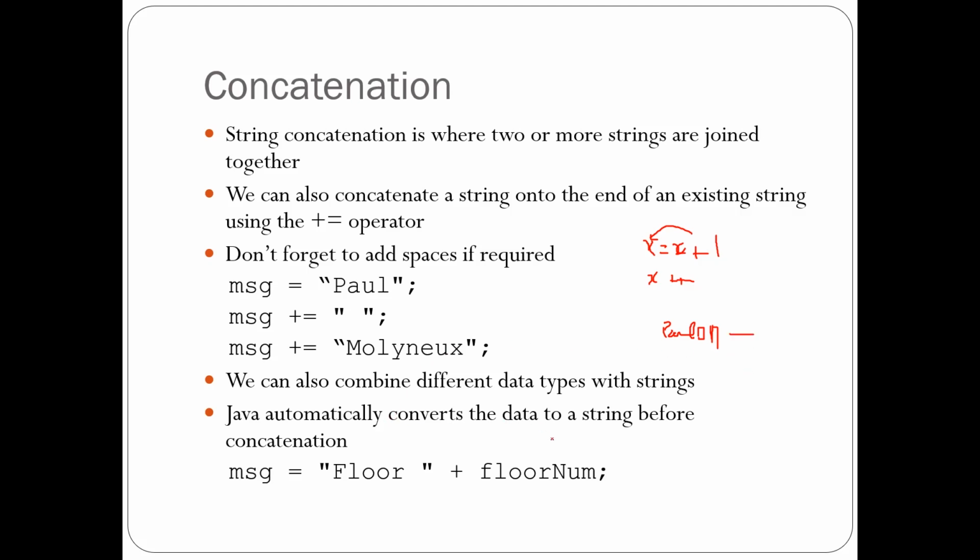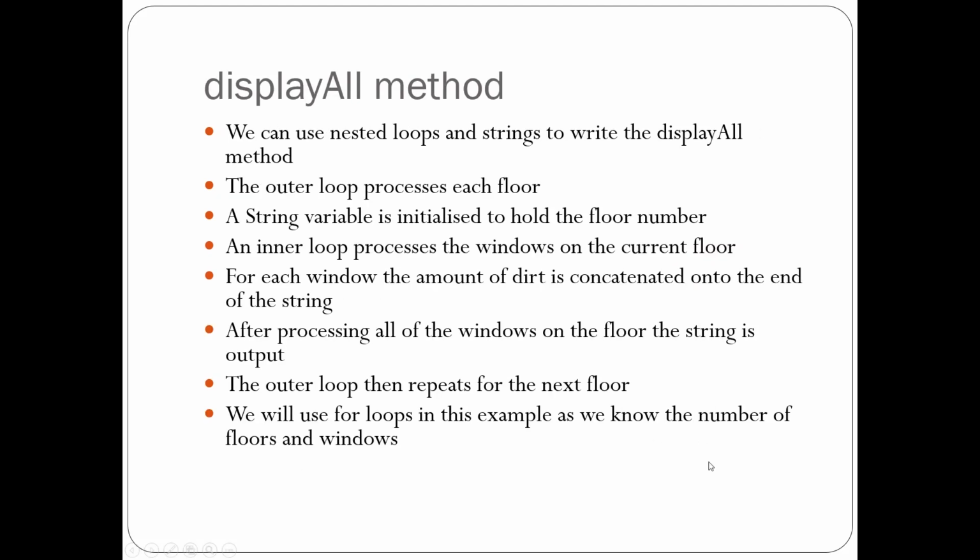We can also do that with lots of different data types. So let's say we've got a string and an integer. We can use that along with strings. Let's say we've got floor number, which has the value of 7 in it. We can concatenate strings and integers, and it treats them all like strings. In fact, Java converts it into a string for us. In some languages you have to convert them, so it actually saves us a lot of time.